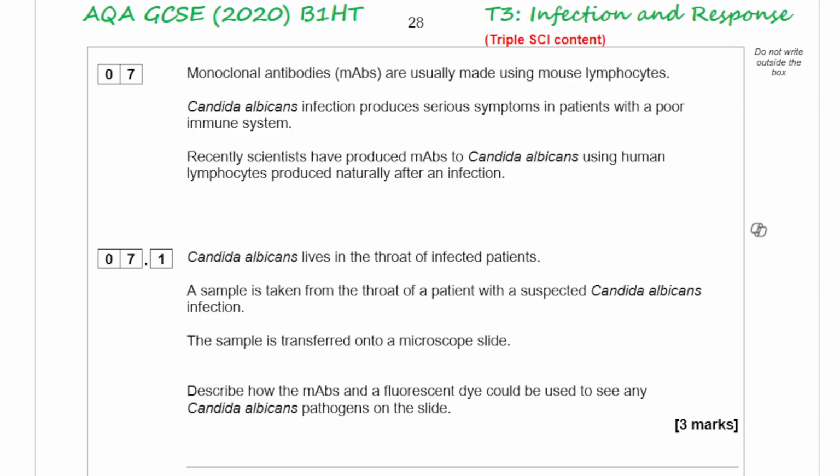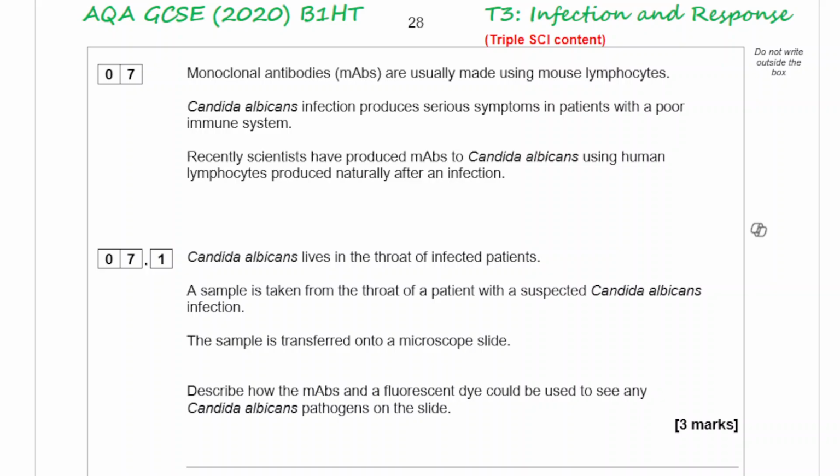In this video, I'm going to go through the AQA Biology, Paper 1 Higher Tier from 2020. This is the last question in this paper. This question number 7 is on the topic of infection and response. This is mainly testing the content on the triple science content or the separate science biology content. So if you're a combined science student, this doesn't apply to you.